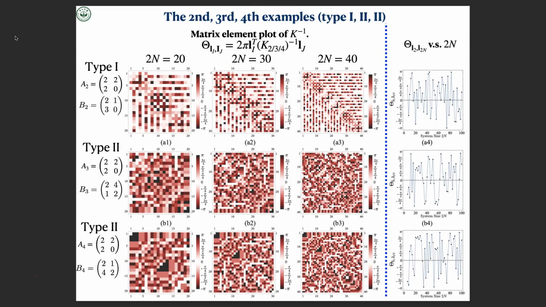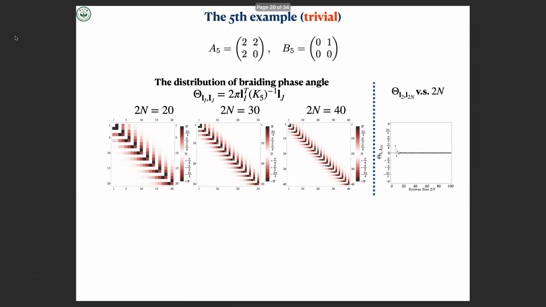Here we find this picture, the matrix elements plot of the K inverse. We find that all these examples have non-trivial Toeplitz braiding, because this K inverse has non-zero lower left and upper right elements, even as the system size gets bigger and bigger. So here we find that indeed this theta angle is oscillating when you increase the system size. This is numerical calculation, which is much simpler.